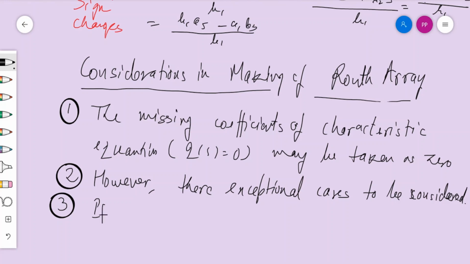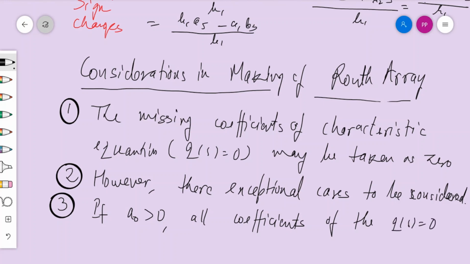If a0 is greater than 0, then all the coefficients of the characteristic equation, that is q(s) equal to 0, should be positive. Right? So in that case, if we see that the characteristic equation has coefficient of a0 as minus or negative, so all the coefficients starting from a0, a1, a2 up to an, they should be negative, like that. They should be of the same sign.